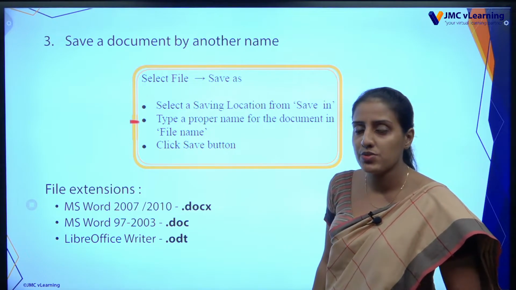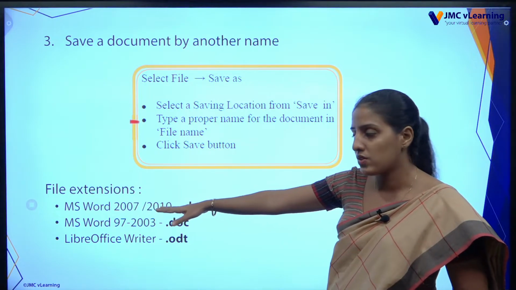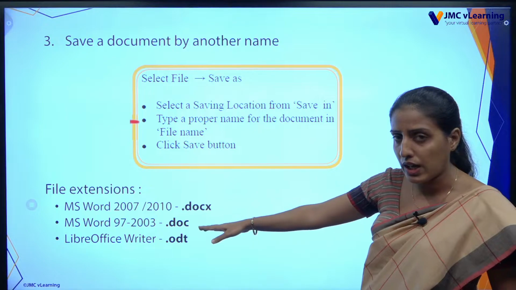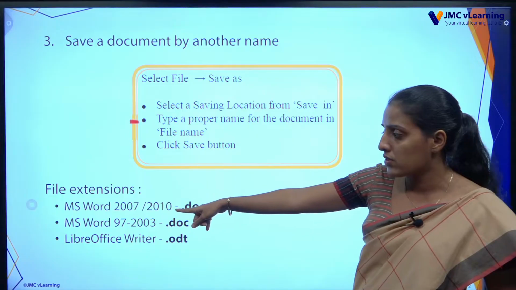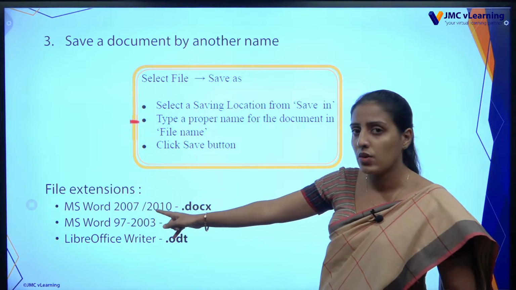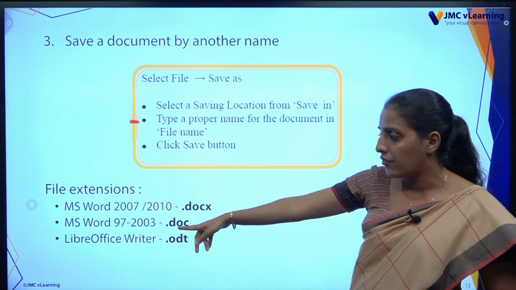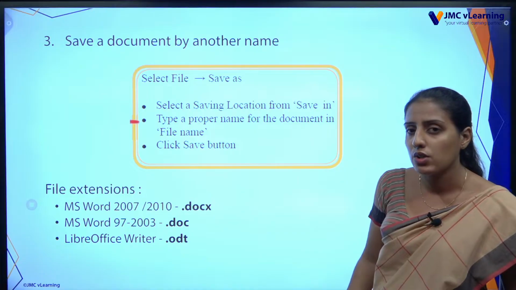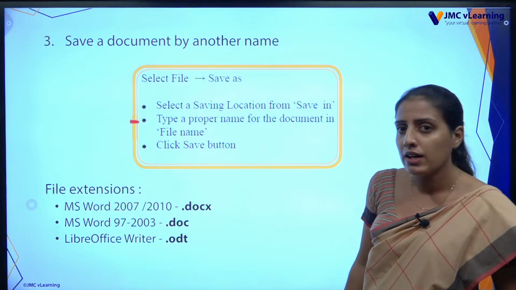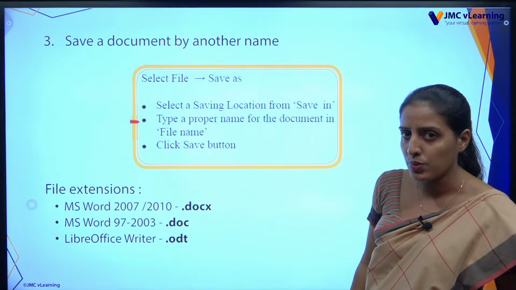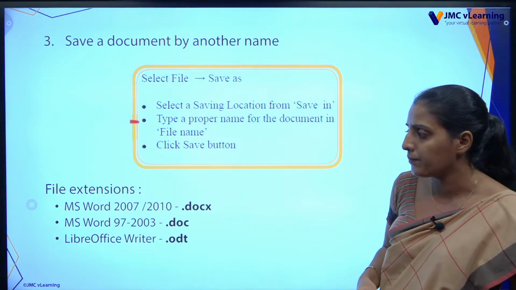The file extensions we are using for the word processing software Microsoft Word: if it is Microsoft Word 2007 or 2010, you can see .docx. If it is Microsoft Word 97 or 2003, you can see .doc. If it is LibreOffice Writer, you can see .odt. So, these are the file extensions you have to remember.